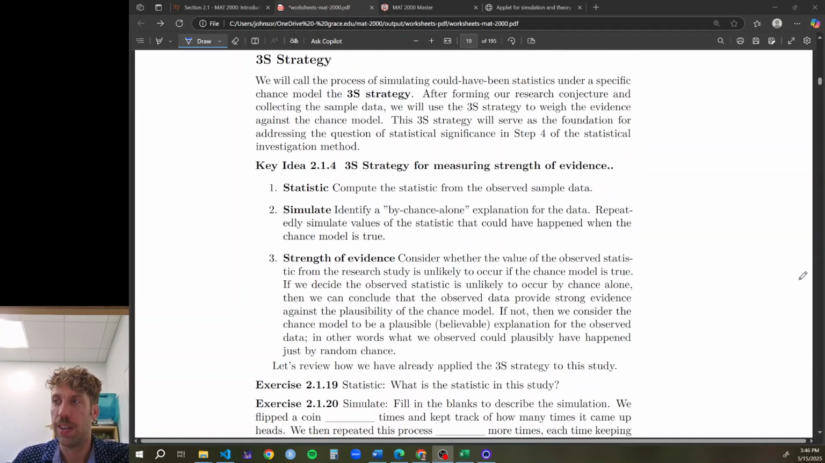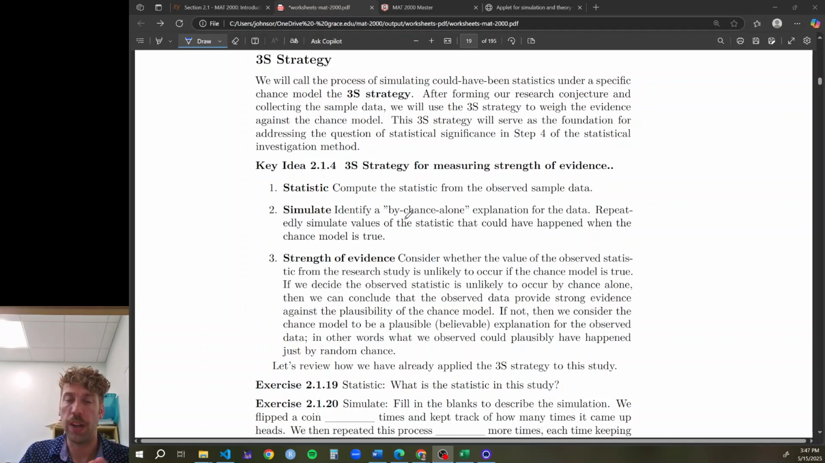So the 3S strategy is talking about statistic, simulate, and strength of evidence. That's the key part here. For the statistic, remember that is our number that summarizes the sample. And then we simulate. So if you assume one of the two hypotheses, you assume by chance alone, and then you simulate that multiple times.